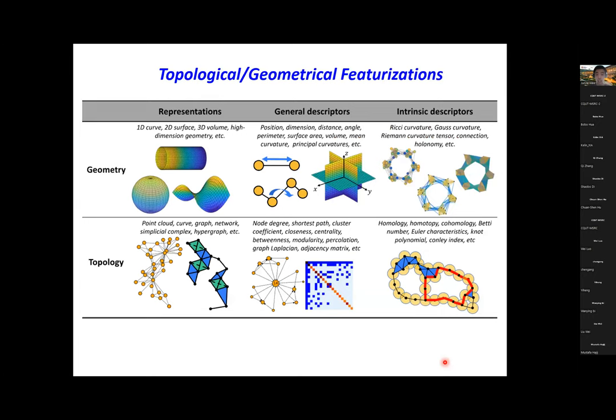So from the topological perspective, we already have the homology Euler characteristics as the intrinsic descriptors. But from the geometrical perspective, we also want to construct a curvature-based machine learning model. So what we are thinking about is the Ricci curvature, Gaussian curvature, and maybe possibly the other curvatures that were also mentioned by Bobo just now.